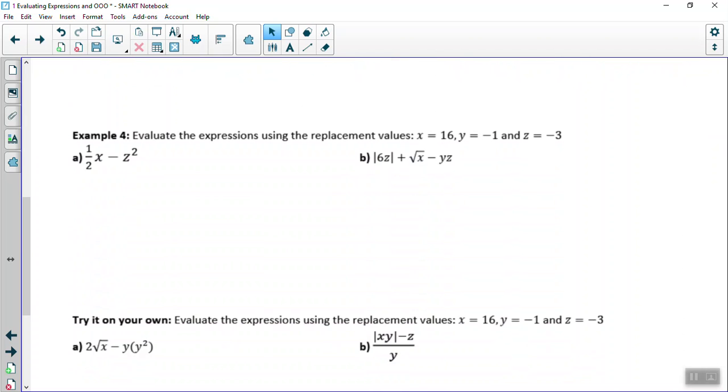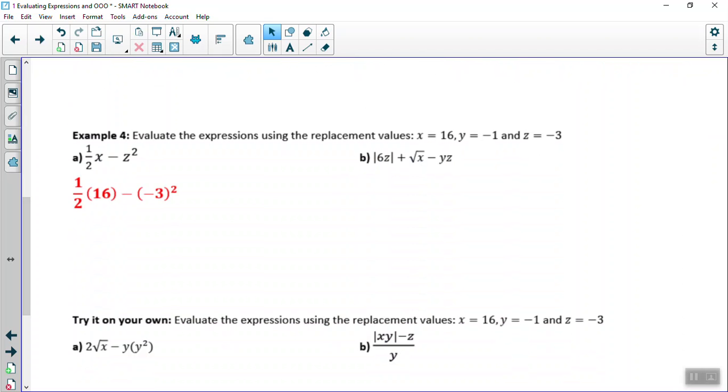All right, let's come down here and take a look at these next two problems. So same type of thing. We're going to evaluate the expression using the replacement values for x equals 16, y equals negative 1, and z equals negative 3. So when I look at these values, I don't need to do any simplifying with them first. They're ready to go. All right, so let's go ahead and substitute them in. Okay, so again, I use parentheses when I substitute it in. We're going to notice my exponent is sitting on the outside.